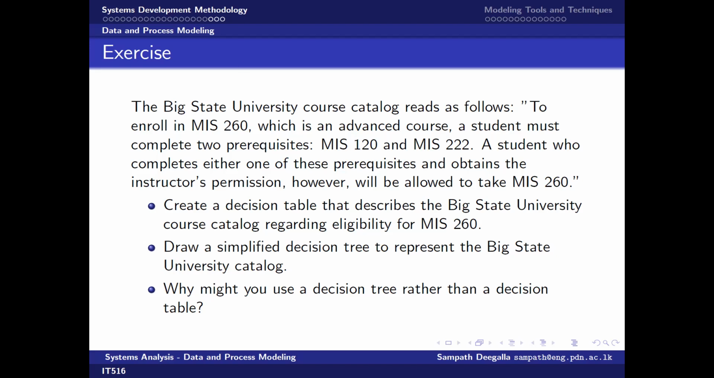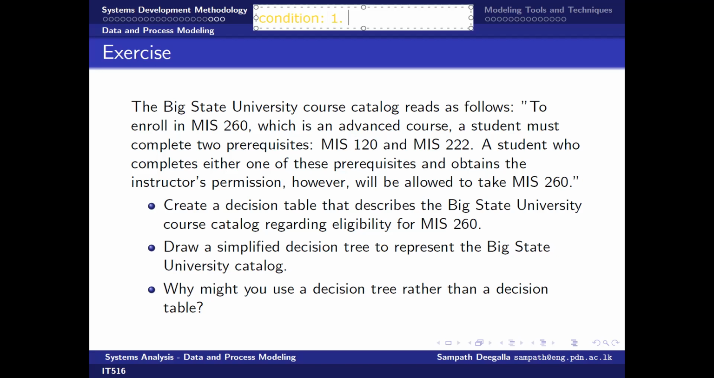First is that MIS 120 and MIS 222 have to be completed. Can we put them as two things? Yes, two things separately, because of the next one. We need instructor permission, right? Yes, we need instructor permission, and one subject has to be finished. So there is no need to complete two subjects, only one subject with the instructor permission. We can move on to MIS 260.